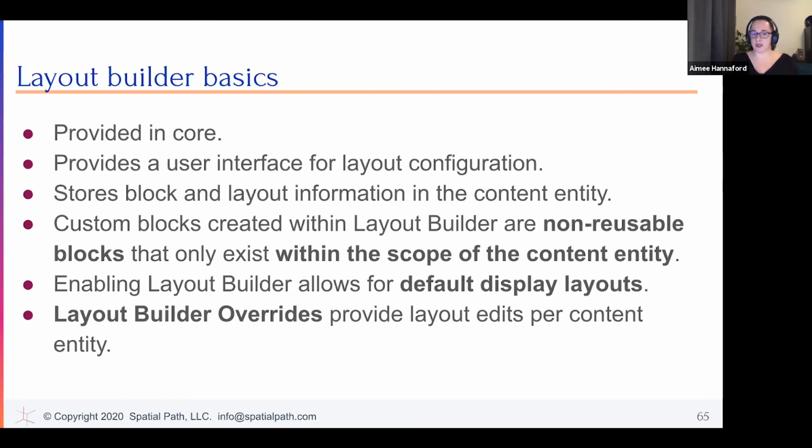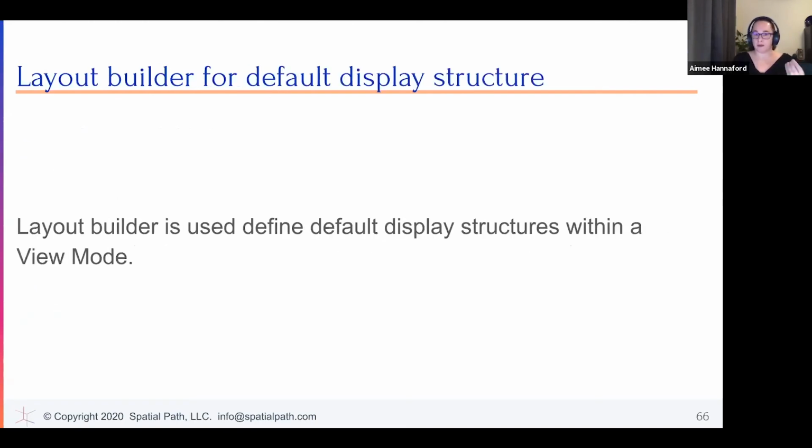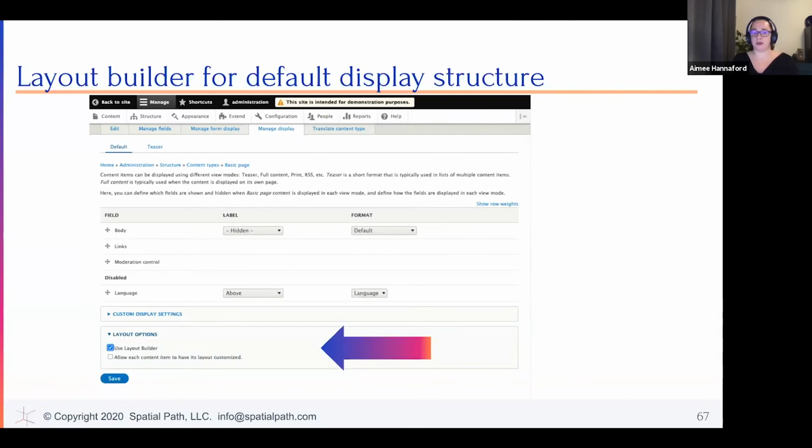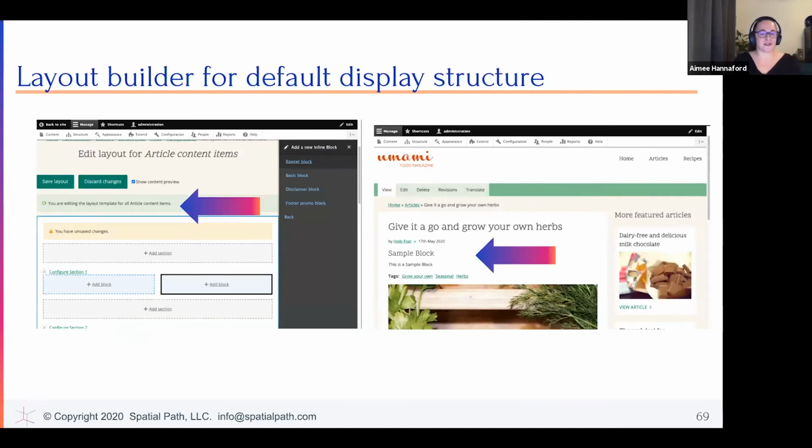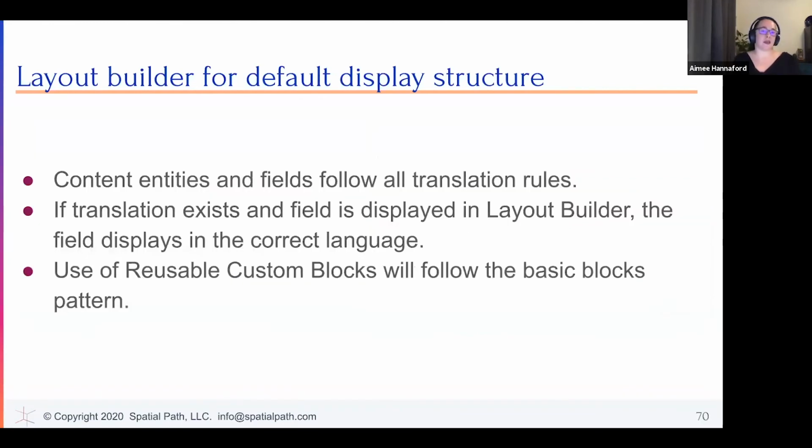So you can do two things with Layout Builder. You can have a default display structure, and you define default display structures within a view mode. So you can engage Layout Builder here on one of your view modes, and then you can see this is Umami. You can see in the article content, you can add a default block to your display, and that will show up on all content elements. And when you use this method, the content entities and fields follow all translation rules. If a translation exists and the field is displayed, the field displays the correct language.